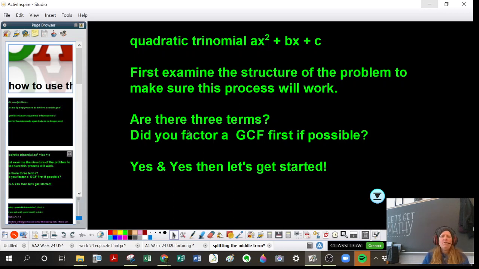However, before you go to factor anything, you always want to examine the structure of the problem to make sure that this is the process that's going to work for you. So it does have to fit some criteria. First off, it's got to have 3 terms. And then secondly, always make sure that you've factored out a greatest common factor first, if possible. So if you said yes and yes, let's get started.